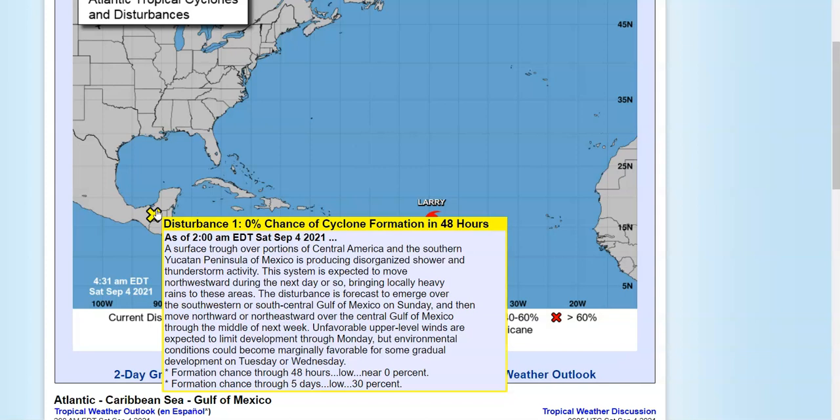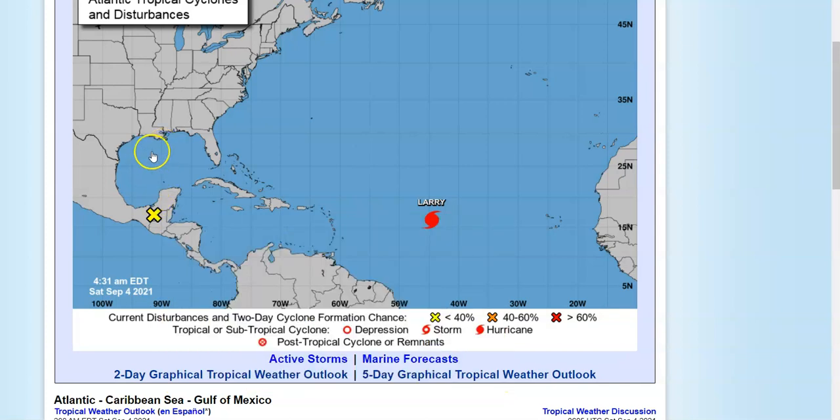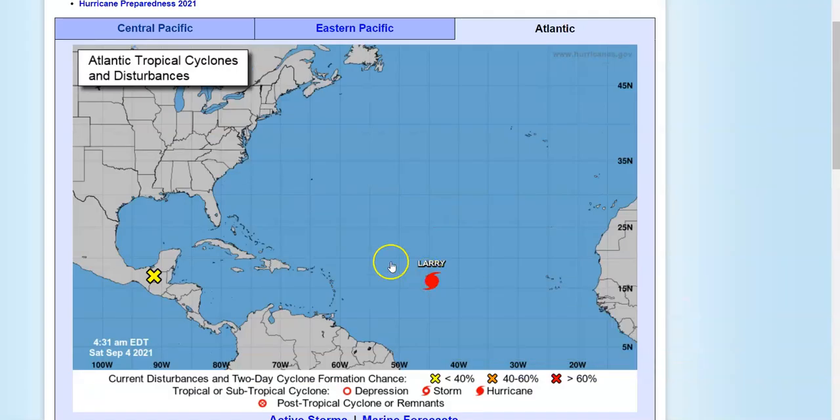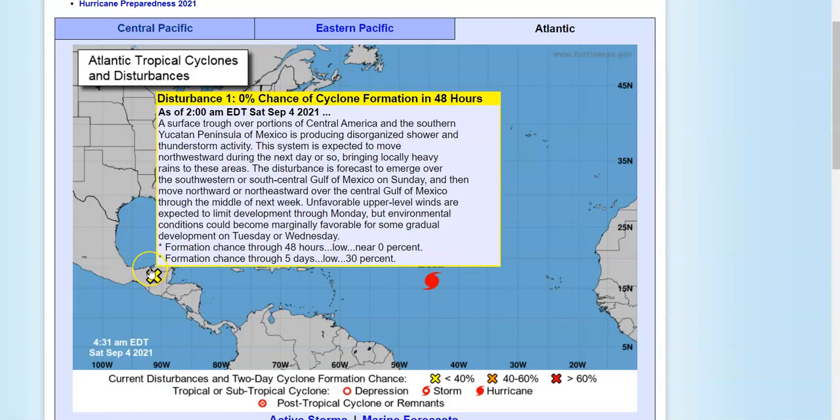So friends, here this disturbance is forecast to emerge over the southwestern or south central Gulf of Mexico on Sunday and then move northward or northeastward over the central Gulf of Mexico through the middle of the next week. So here I find that this could create some disturbance in this region. Here we will have to keep a visible eye over the movements of this tropical disturbance.